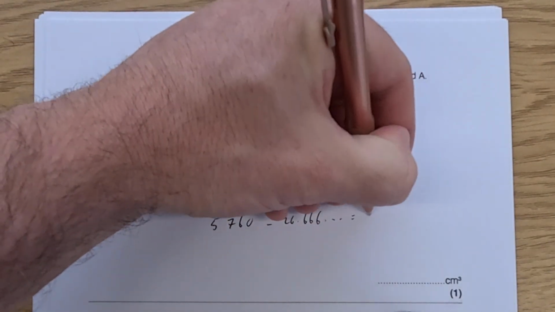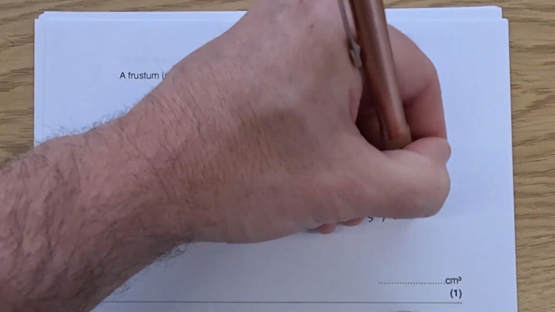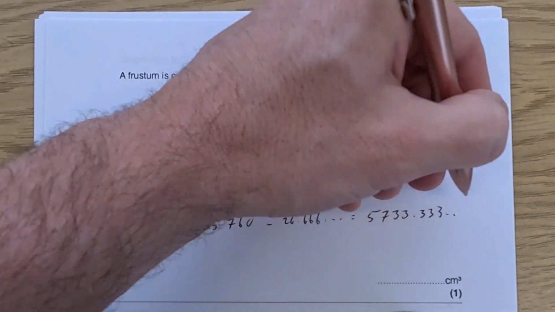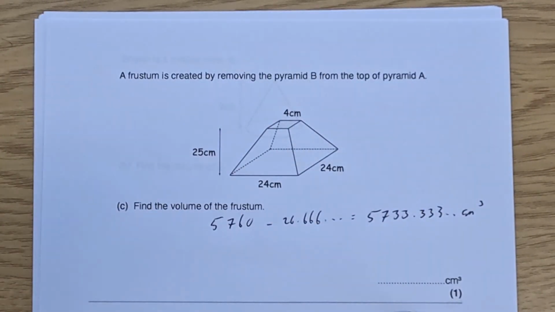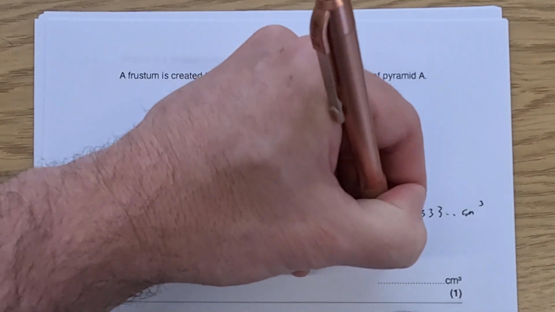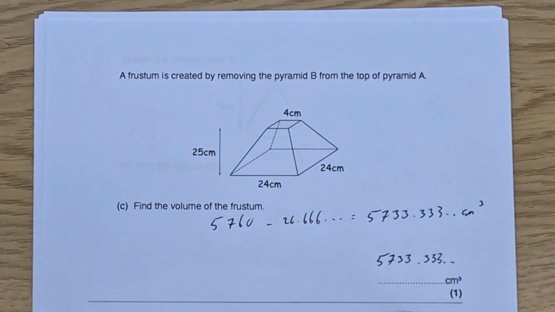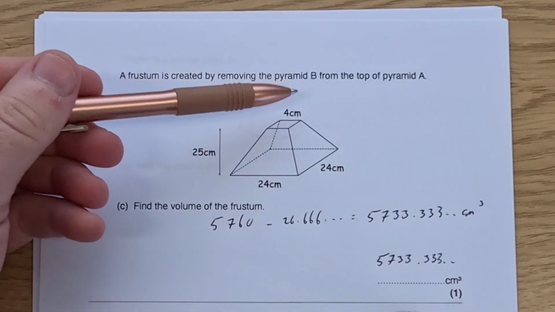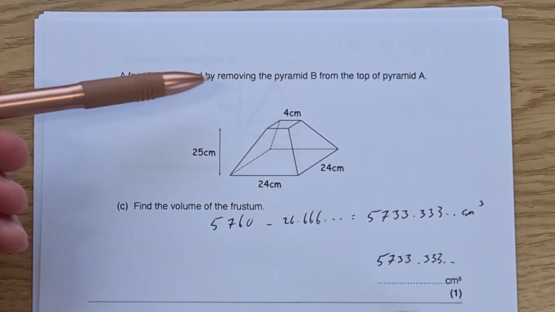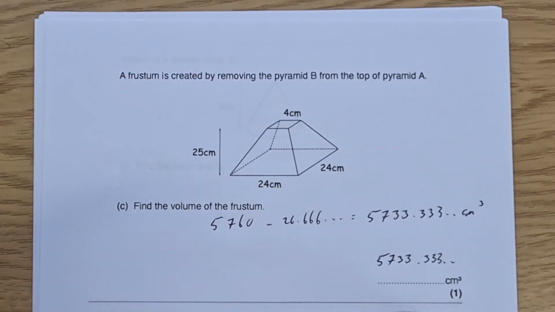And that's equal to 5,733.333 and so on centimeters cubed. And that's it, that's the volume of that frustum. So just to recap on this question, we found the volume of that square-based pyramid by doing a third the area of the base times the height. We then found the volume of the smaller square-based pyramid, B, and then we took the volume of the smaller one away from the volume of the bigger one because that was removed, and what was left was the volume of the frustum. And that's it.